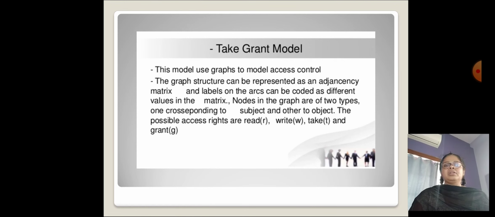Take-grant model. This model uses a graph to model access control. The graph structure can be represented as an adjacency matrix, and labels on the arcs can be coded as different values in the matrix. Nodes in the graph are of two types, one corresponding to subjects and the other to objects. The possible access rights are read, write, take, and grant.